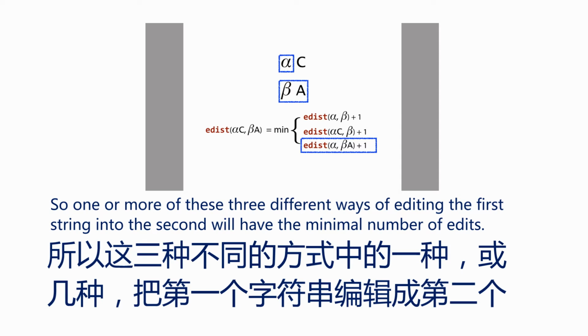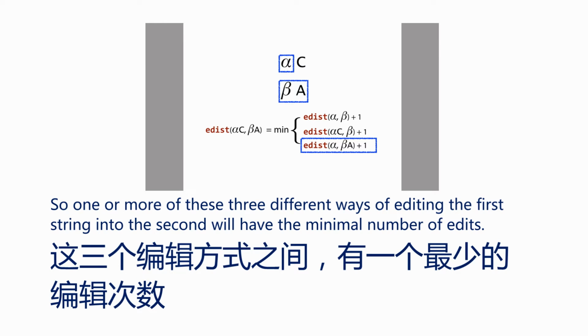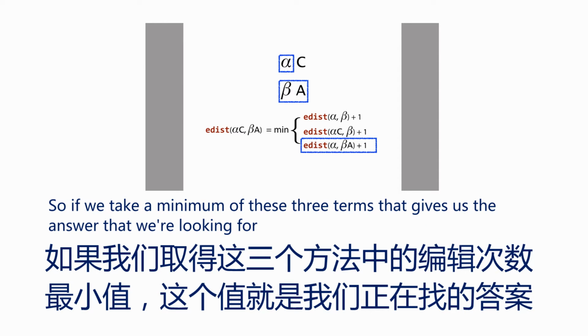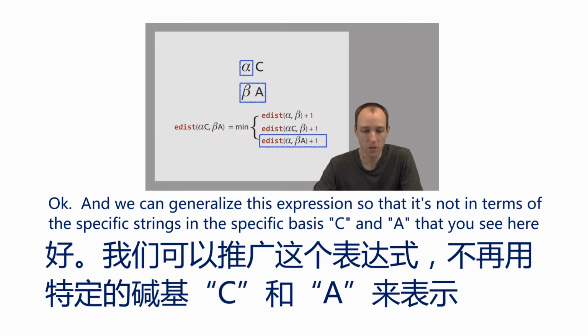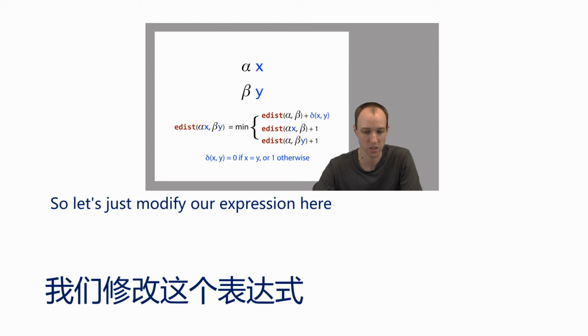So one or more of these three different ways of editing the first string into the second will have the minimal number of edits. So if we take a minimum of these three terms, that gives us the answer that we're looking for. Okay, and we can generalize this expression so that it's not in terms of these specific strings and these specific bases C and A that you see here. So let's just modify our expression here.